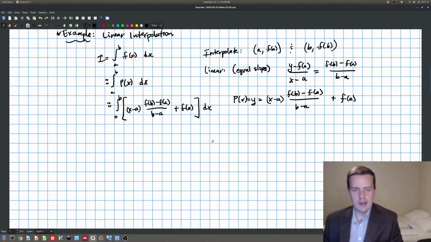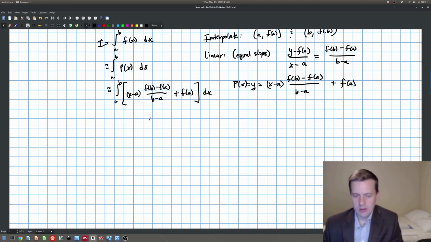All right, so now note that I went from some function I didn't know. I don't know what that function is. It could be sine of x, it could be something crazy, something I can't do, like the exponential of a Gaussian, e to the minus x squared. And I've now approximated it with a linear function. And so I can do this integral, even I can do that by hand. So now I come down here and I just have to evaluate this integral.